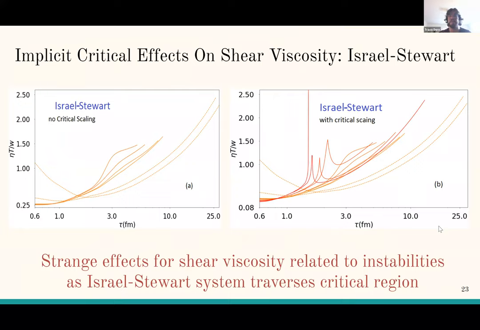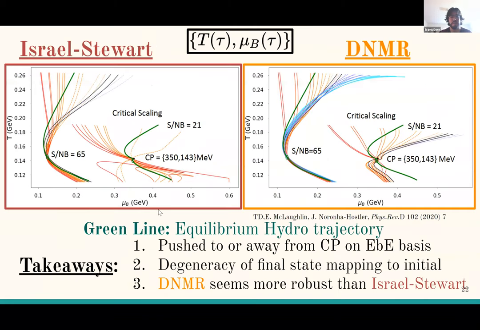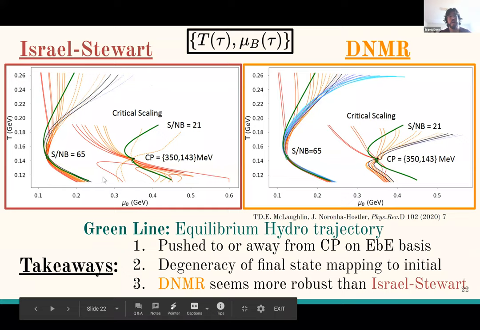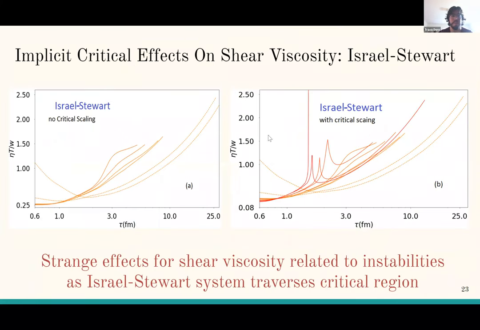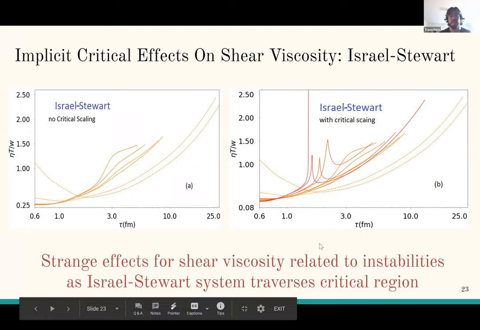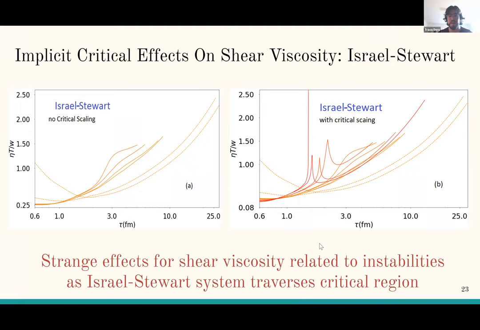So I also mentioned that there are no explicit effects on shear viscosity. So we see here that there is some craziness going on with Israel Stewart. If your system does do something crazy, then it's possible that you might have some implicit critical effects on your shear viscosity, depending on what your traversal of the phase diagram looks like. Because remember, the shear viscosity is a function of your temperature and your chemical potential. But this is really related to instabilities in Israel Stewart. So it's an open question as to whether or not you would really see this in a system that would look a little bit more stable.